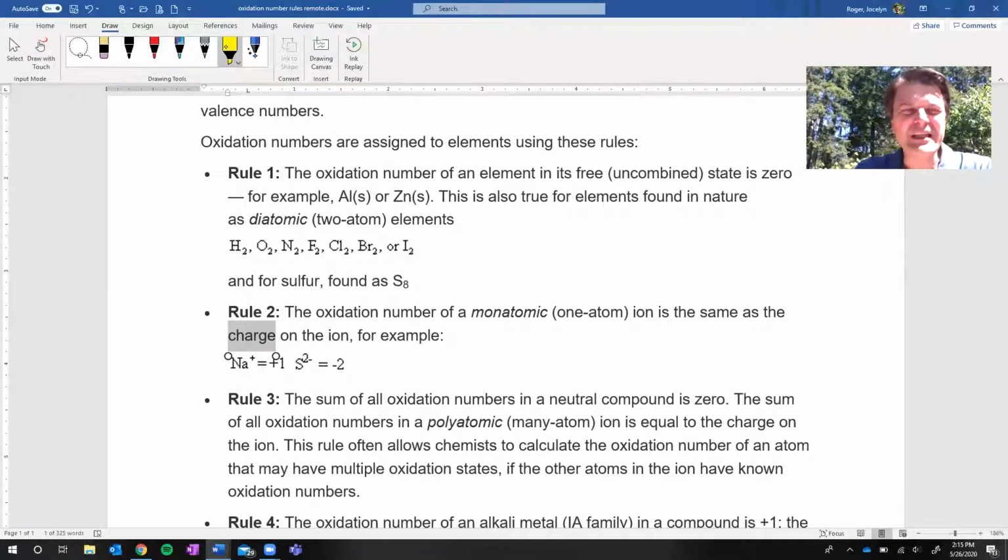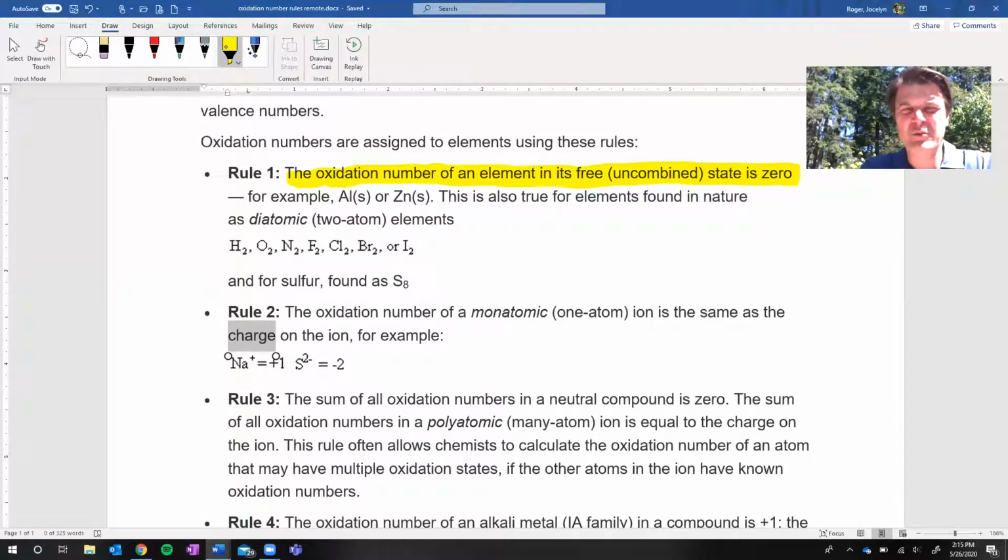Okay, rule number 1, super easy. If you have an element that's by itself, just a pure element, not combined with anything else, the oxidation number is 0. So the oxidation number of an element in its free state is 0. Now remember, some of the elements are diatomic. Like oxygen is O2. Well, O2 is the element oxygen uncombined with any other elements. That's how it exists in its free state. Its normal state as pure oxygen is O2. So if you see O2, that's 0. Any element by itself, uncombined, 0. That also applies for sulfur, which is kind of weird, as S8. But one element by itself, 0.